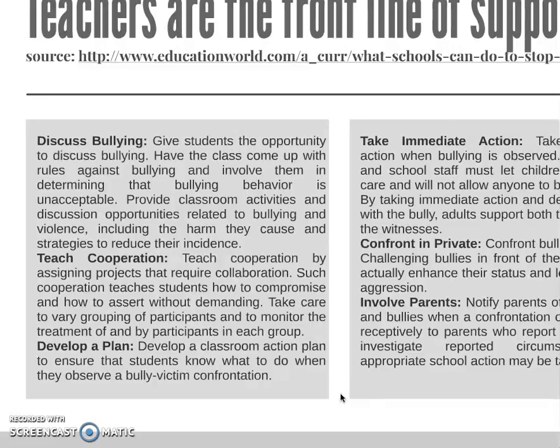We need to teach cooperation. Again, this should not be a skill that is only taught by our counselors. This is a skill that we need to be teaching our children in every class session that we have. By teaching cooperation, assigning projects that require cooperation, we are teaching kids how to compromise, how to assert without demanding. We're taking care of a varying group of participants and monitoring how those participants are treated in each group. We need to develop a plan, which is why we're discussing this.